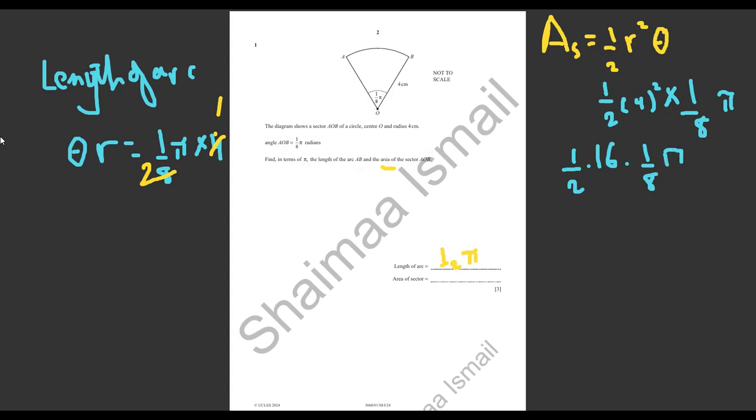Let's simplify the numbers. Dividing by 2, it's 8. Dividing by 2, it's 1. Dividing by 8, it's 1. So the final answer is that the area of the sector is equal to pi. Okay, let's see the next.